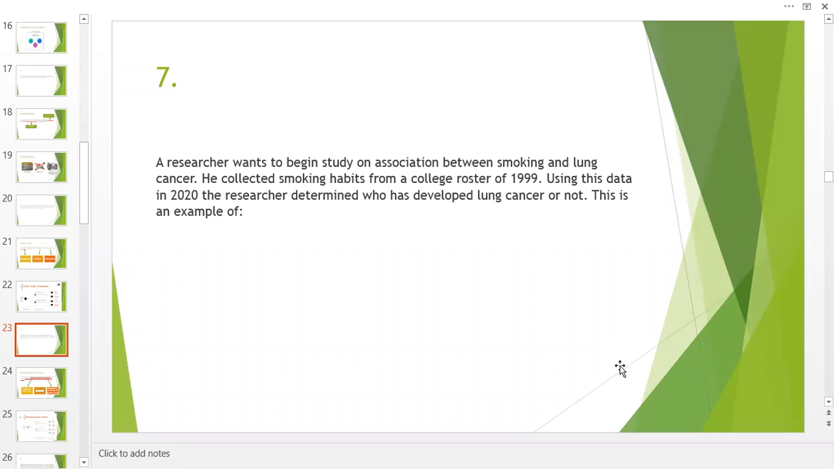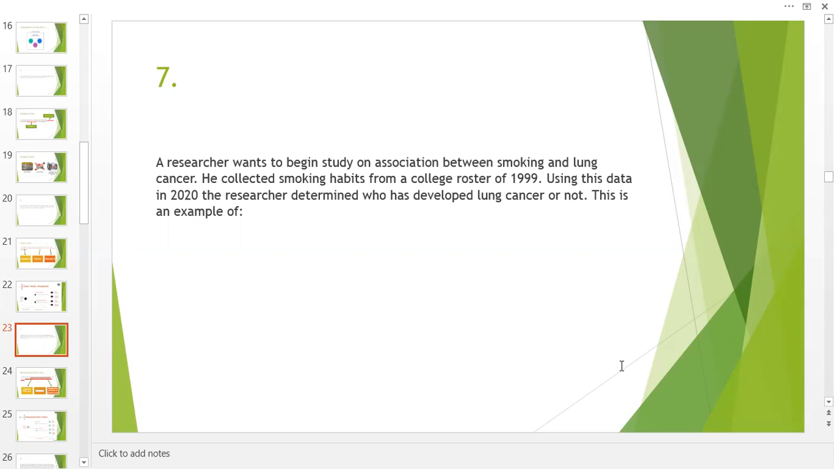Ma'am, because exposure has occurred and the researcher is going back to look for the association between smoking and lung cancer. Very nice. So the best study design that can explain this question, how smoking is associated with lung cancer, would be the case control study. Very nice, Meha.